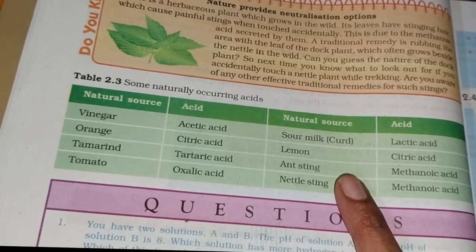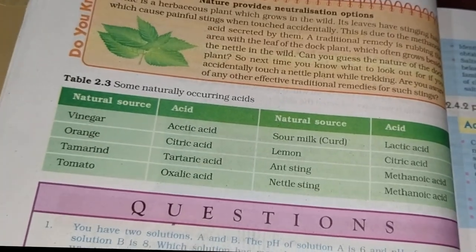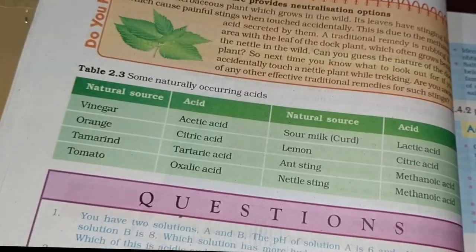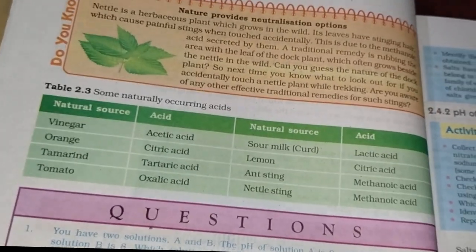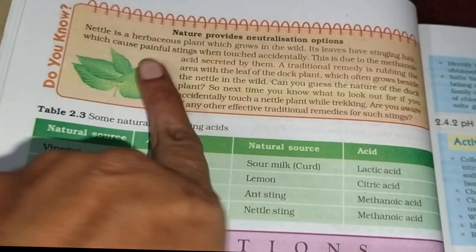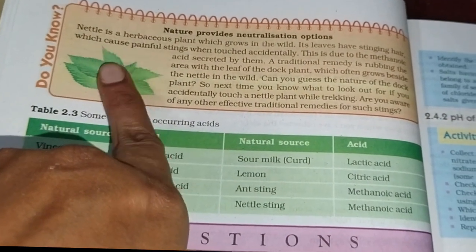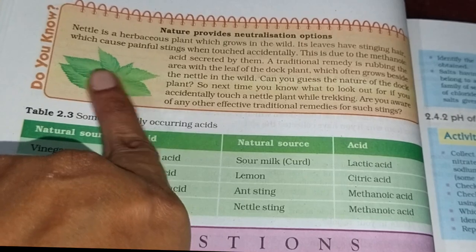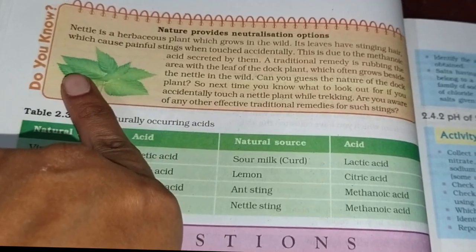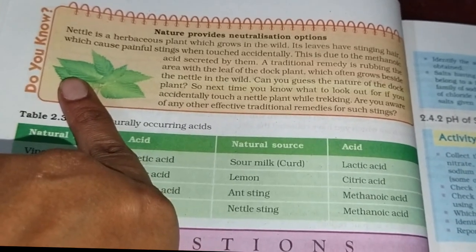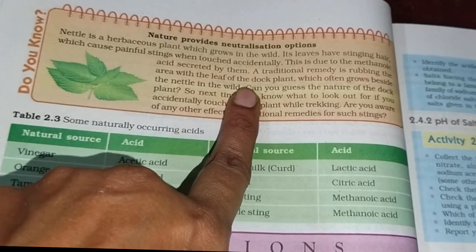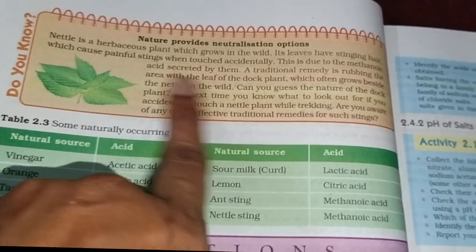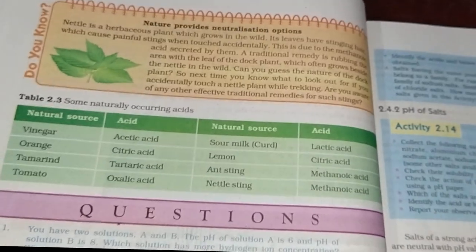Ant sting: when an ant bites, what is present in that? Methanoic acid. It will release methanoic acid. Nettle sting will also produce methanoic acid. Nettle is a plant which grows wild. It has stinging hair-like structures. When we touch it accidentally, we get painful stings. The remedy for this is rubbing the leaf of the dock plant, which will be available next to it. It is basic in nature and it will help us to remove the pain.